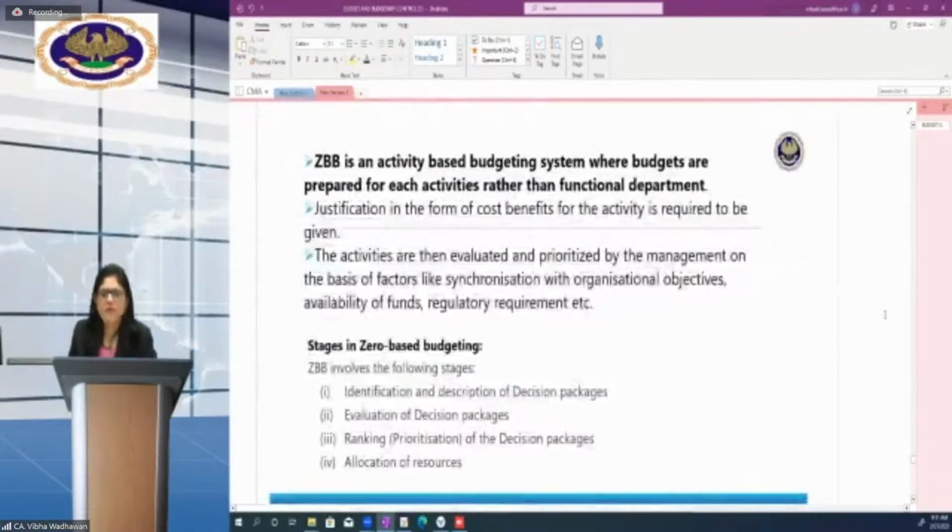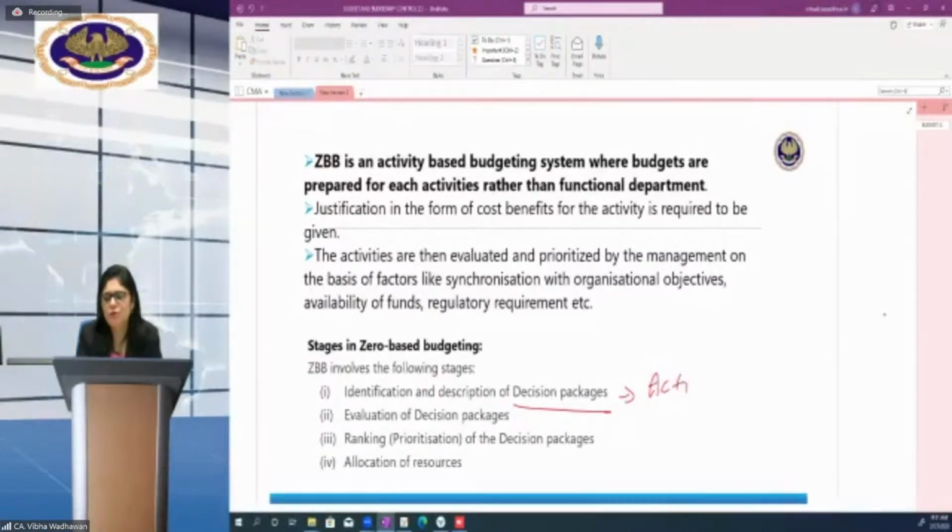So this is an activity-based budgeting where budgets are prepared for each activity rather than functional department, right? This is the most important characteristic of zero-based budgeting. There are stages actually. We identify the decision package. Decision packages means the activities for which we have to make the budget. We can make a budget for research and development. We have advertising also lined up, so we will make a separate budget for advertisement, with cost benefit analysis for advertisement separately. We will make a budget for R&D separately. So for every activity we need to do, we have to make a fresh budget.